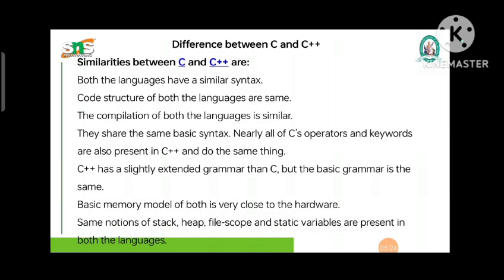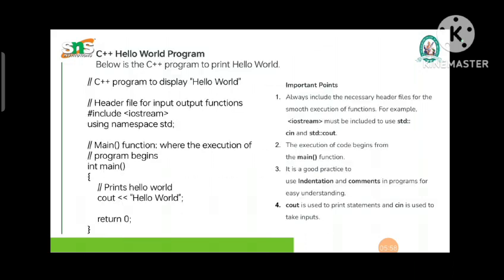The difference between C and C++: both languages have similar syntax, the code structure of both languages is the same, the compilation of both languages is similar, and they share the same basic syntax. Nearly all of the C operators and keywords are also present in C++ and do the same thing. C++ has a slightly extended grammar compared to C, but the basic grammar is the same. The basic memory model of both is very close to the hardware. Notions of stack, heap, file scope and static variables are present in both languages.